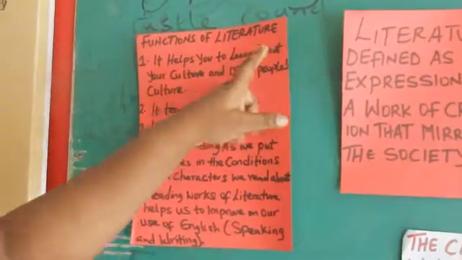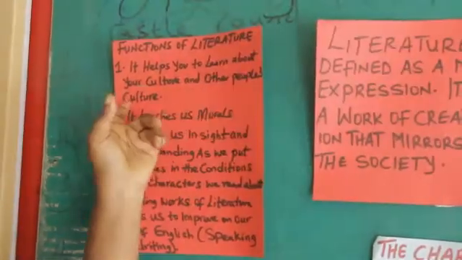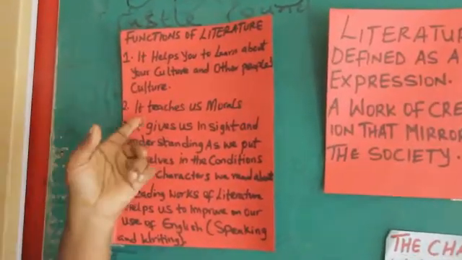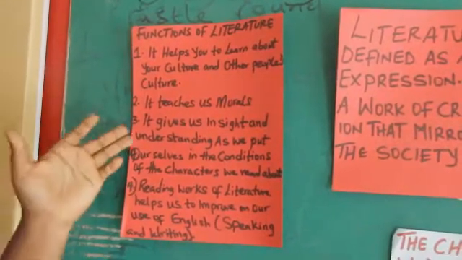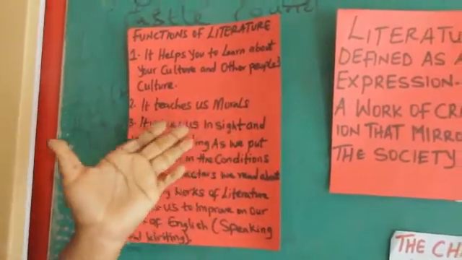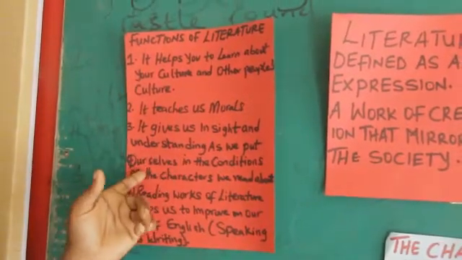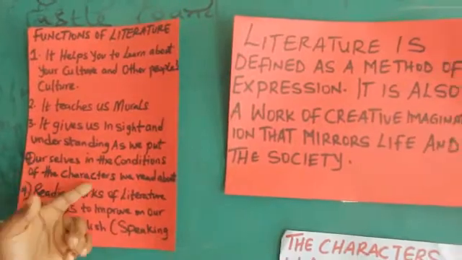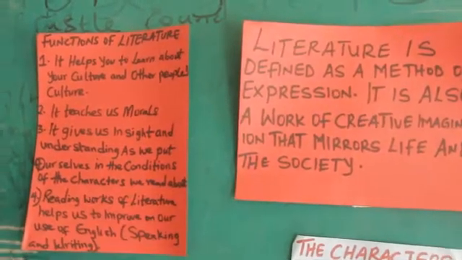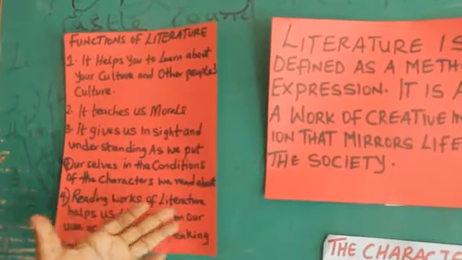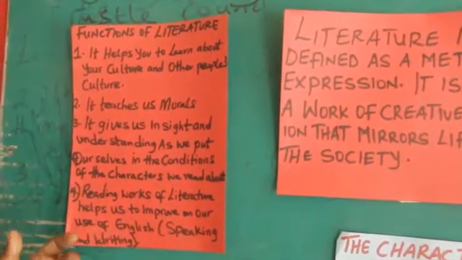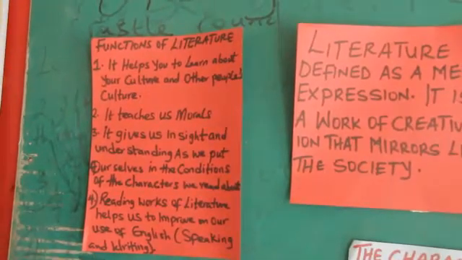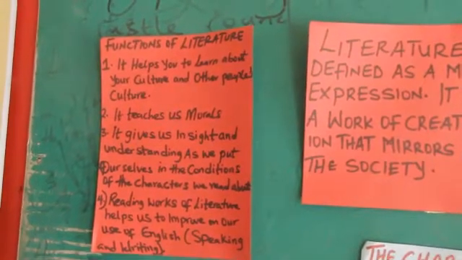1. It helps you to learn about your culture and other people's culture. 2. It teaches us morals. Number 3. It gives us insight and understanding as we put ourselves in the conditions of the characters we read about. And 4th, reading works of literature helps us to improve on our use of English, both speaking and writing. Now, children, when you read works of literature, they are bound to help you to improve on your use of English, both in speaking and in writing.